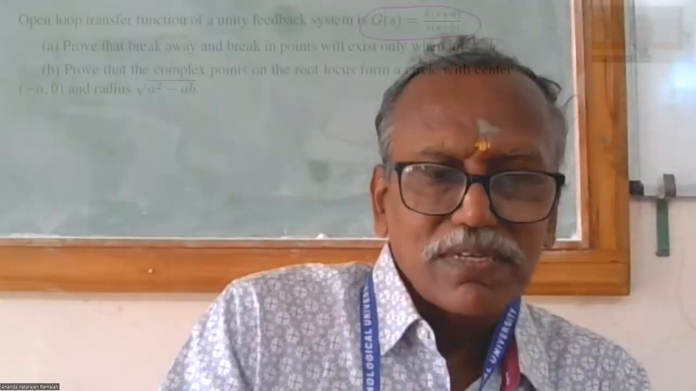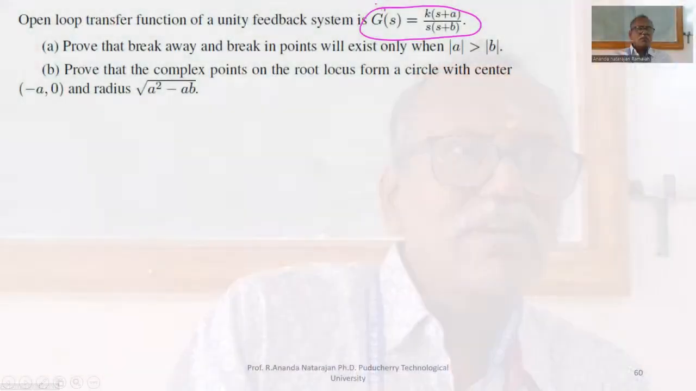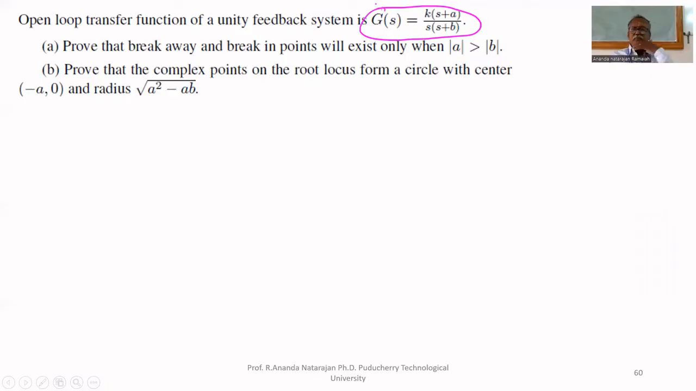Yesterday we have seen some sums on root locus. Today we are going to see more sums on root locus. Then we are going to prove that breakaway and break-in points will exist only when modulus of A is greater than modulus of B.